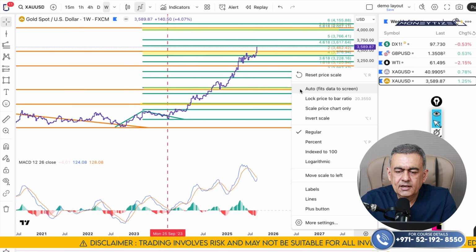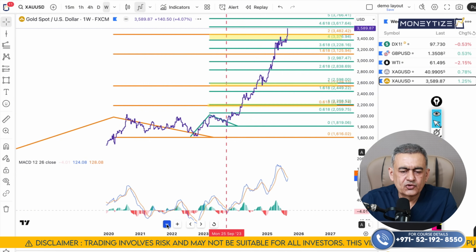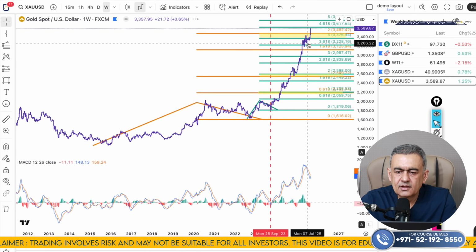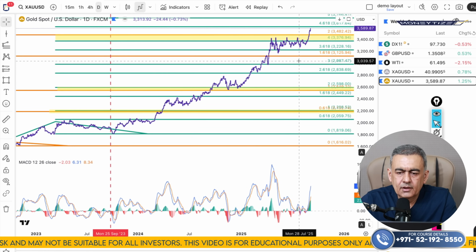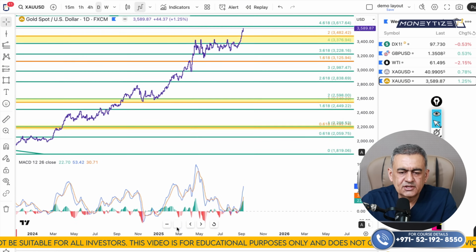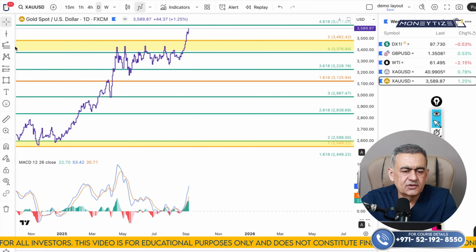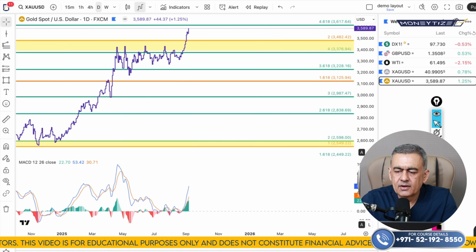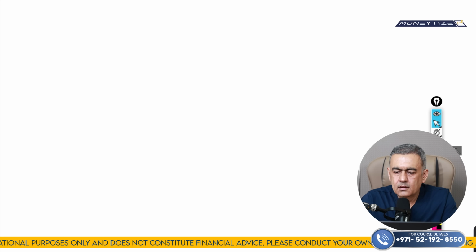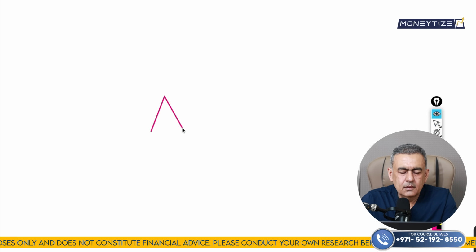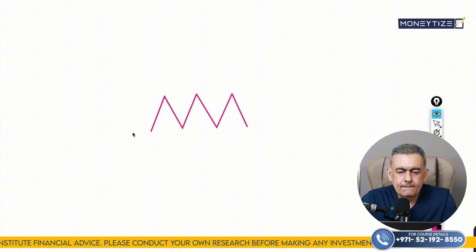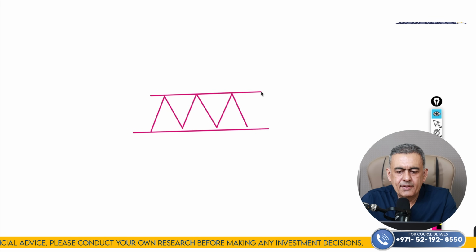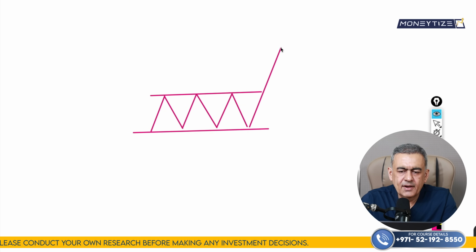Now I need to explain one thing, that gold was coiling in this area, which would be clearly visible on the daily frame. So here we have an alternative method. This time I'll be applying parallel channels. When we see a ranging pattern, and once the range is broken, we see a parabolic movement. So we got a parabolic rise here.